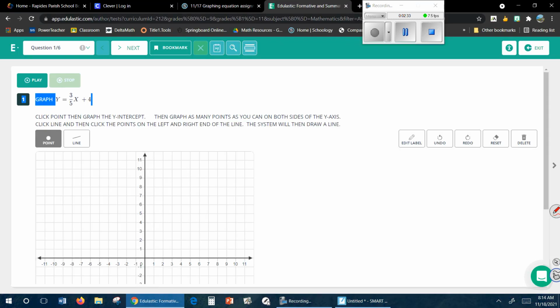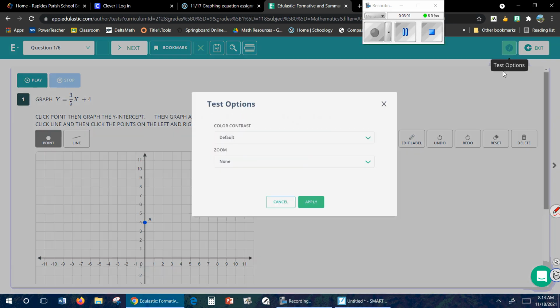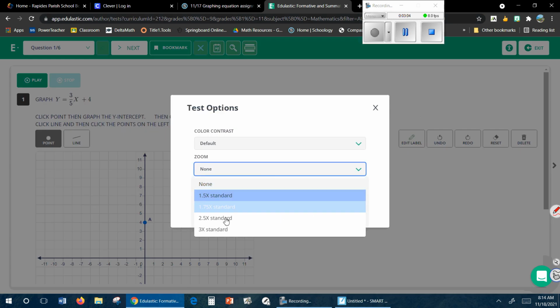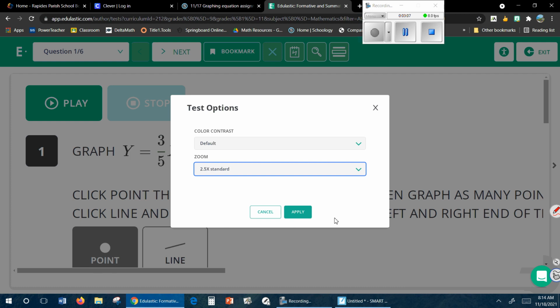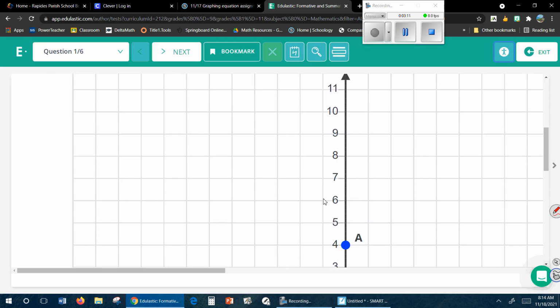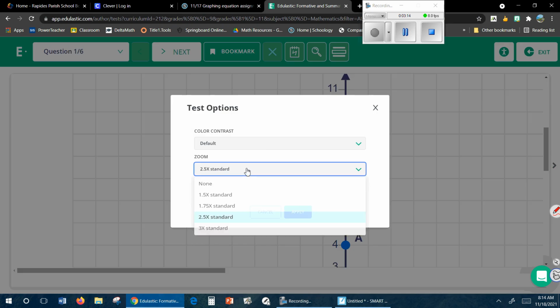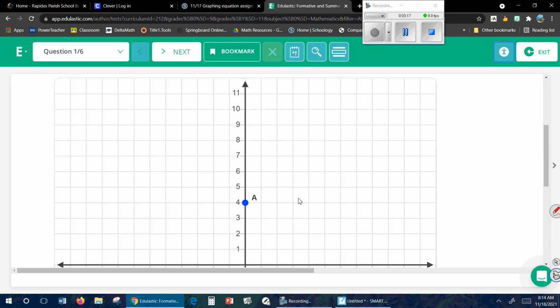Now we're ready. All right, let me show you how to graph using edulastic. Your test tomorrow is going to be on edulastic. However, if you read the directions telling you how to graph, click the point, then graph the y-intercept. The y-intercept is 4, so I'm clicking on 4 on the y-axis. Okay, and let me make this a little bigger, especially for folks who may be watching me by the video. I think I need to make it a little smaller, it's going to be too big for the screen. All right, I think that's better.